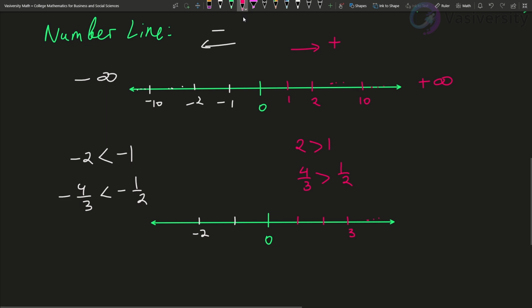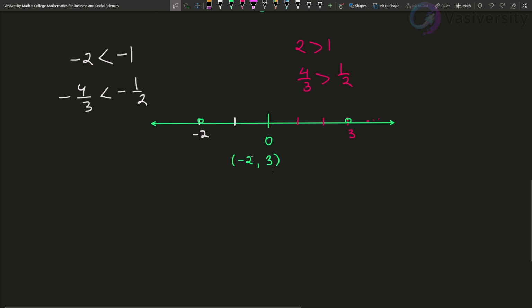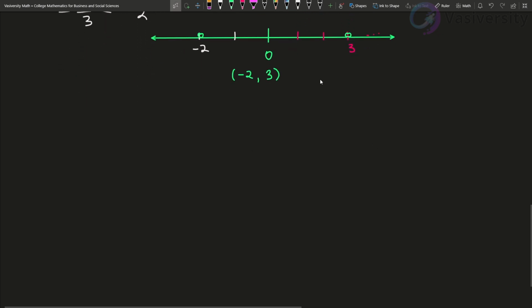But I want my interval without including the points. So if I don't want to include them, instead of a dot, I would put an empty dot. So that kind of an interval would be -2 to 3 with parentheses. So parentheses means the numbers are not included. Okay, and then for example, -2 and 3 are not included.